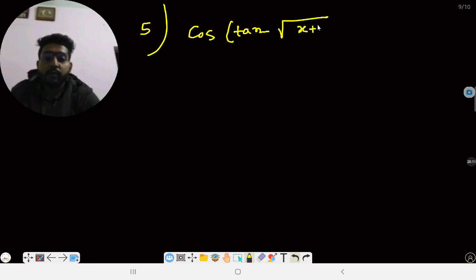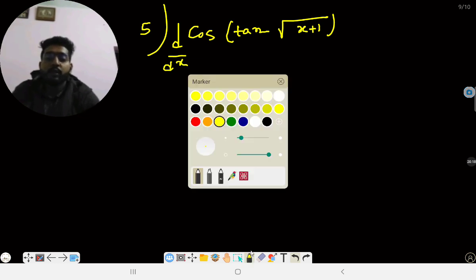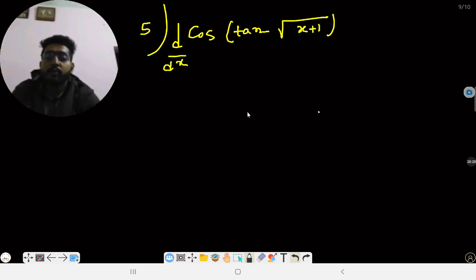We'll do question number 5. So what is the question given here? Now here we have to use the chain rule. The first question here is cos tan root x plus 1. This is given, you have to differentiate this one. Okay, so again chain rule. Here it is a chain rule problem.